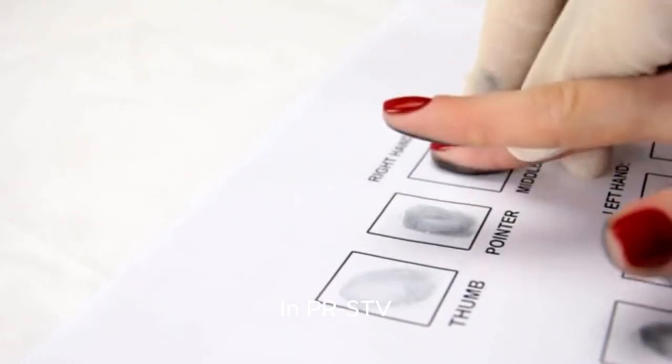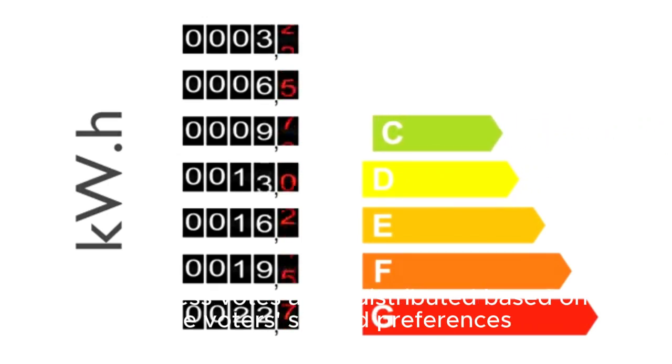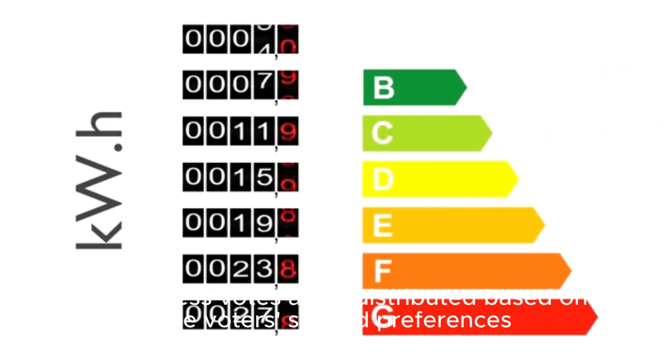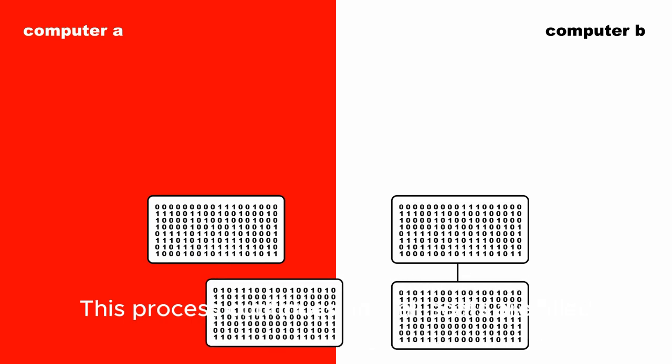In PRSTV, voters rank candidates in order of preference. If a candidate wins more votes than the number of seats available, their excess votes are redistributed based on the voters' second preferences. This process continues until all seats are filled.